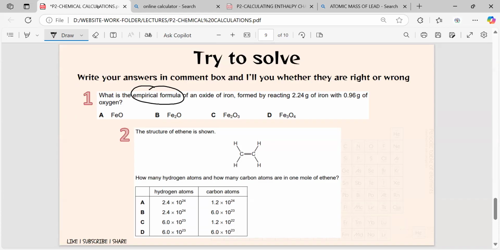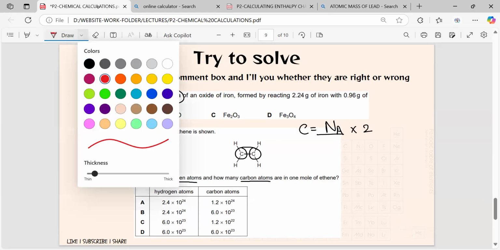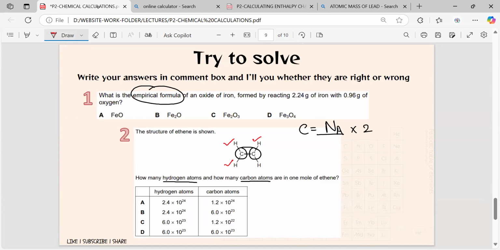Then question number 2 is also different. Find out how many hydrogen atoms and how many carbon atoms are there in one molecule of ethene. I'll help you a little bit. There are 2 atoms of carbon. So you will multiply the Avogadro's constant. This Na is the symbol of Avogadro's constant. For carbon, you will multiply the Avogadro's constant with 2. And here, as you can see, there are 4 hydrogen atoms. So for hydrogen, you will multiply the Avogadro's constant with 4. And then you will get the answer.